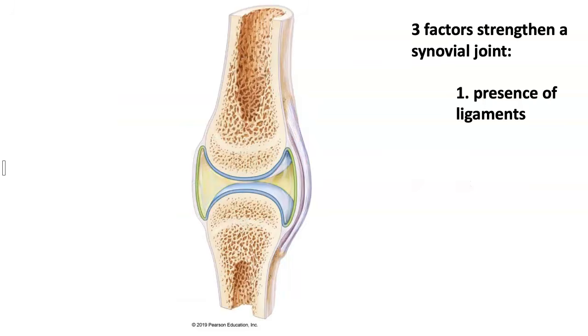Let's wrap this up by taking a quick look at the three factors that work to strengthen a synovial joint. All synovial joints are freely movable joints, which makes them very susceptible to injury. So to make this type of joint stronger, ligaments reinforce the articular capsule. A ligament, I'm outlining one here, is a band of connective tissue that reinforces the outside of the articular capsule. So the more ligaments present, the stronger the joint is.